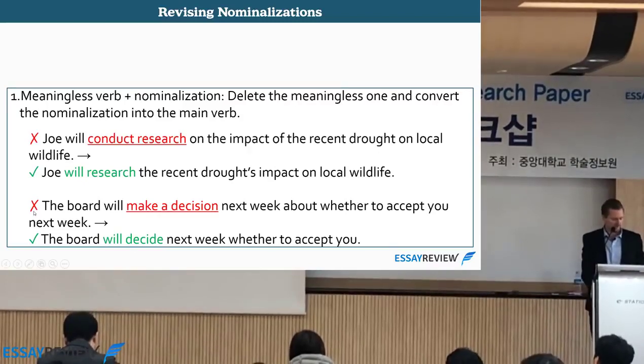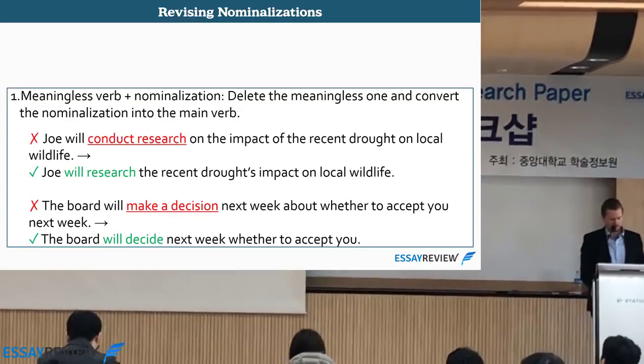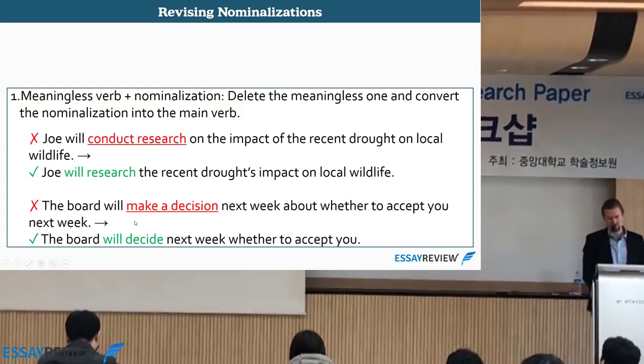You're researching. Okay, "The board will make a decision next week about whether to accept you." No. "The board will decide next week whether to accept you." We don't need to make a decision, we can just decide.